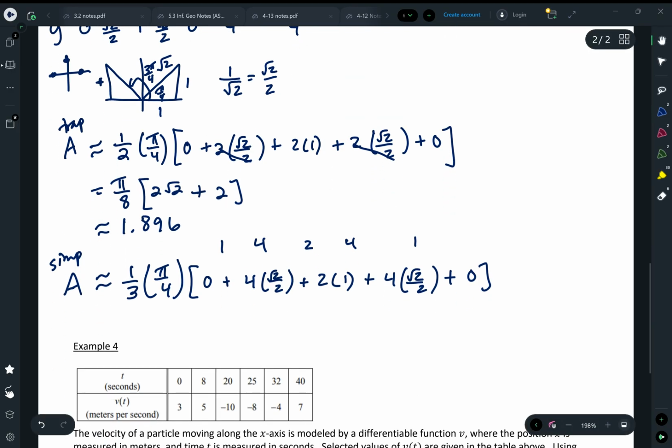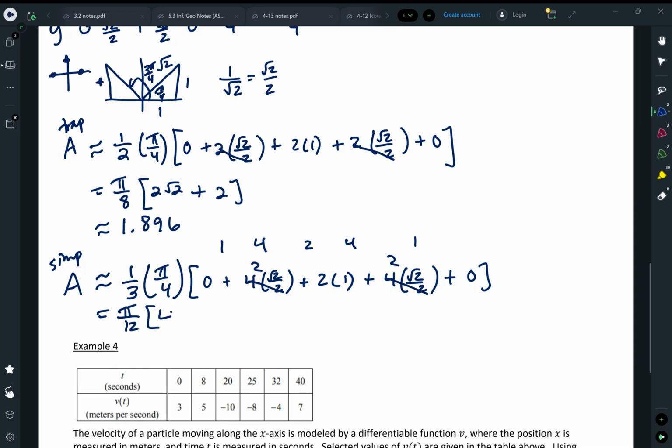Okay, and then we're going to go through and simplify this one. So this would be pi over 12. And then inside, this would make 2 root 2 plus another 2 root 2, so 4 radical 2 plus 2. And again, I could factor out a 2, simplify that with the 12, but really what we want here is a decimal so that we can compare. And we have 2.005. So it looks like we're narrowing in on 2.